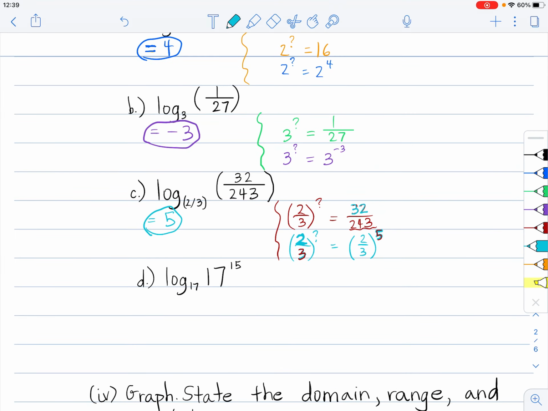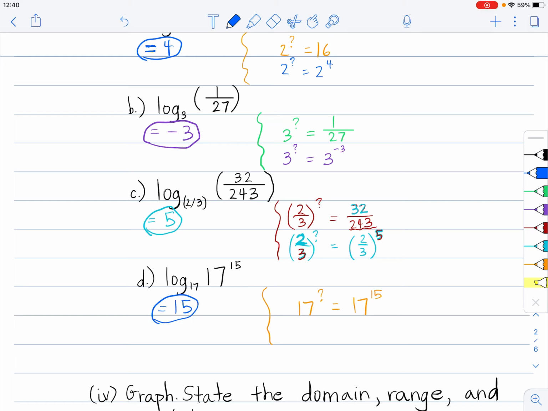Okay, and D, log base 17 of 17 to the 15th. Sometimes people think that this is a trick question, and in just a little bit, we are going to get to properties of logs, and this is actually going to be a property for us. But base raised to my answer is supposed to equal the inside. So I'm saying that 17 to the I don't know yet is supposed to equal 17 to the 15th power. Who does my question mark have to be? It has to be 15.